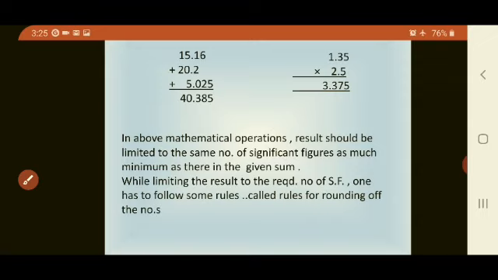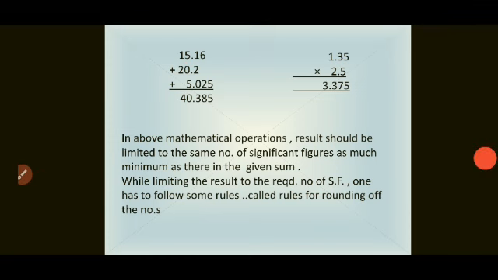Now here the note is given: in the above mathematical operations, results should be limited to the same number of significant figures as the minimum in the given sum. In the first sum, the minimum one is 20.2, and in the second one it is 2.5. While limiting the result to the required number of significant figures, one has to follow some rules called rules for rounding of numbers. So let us see the rules.